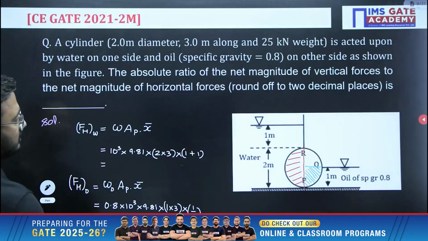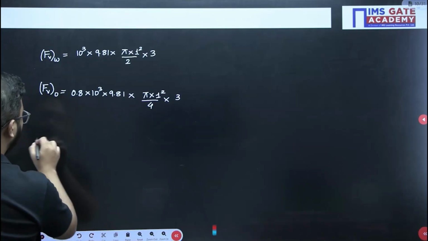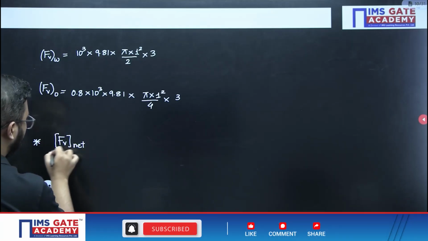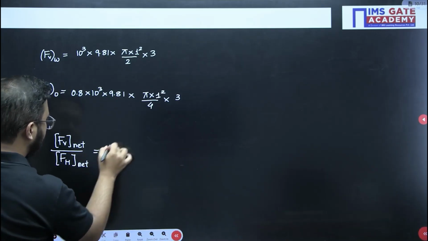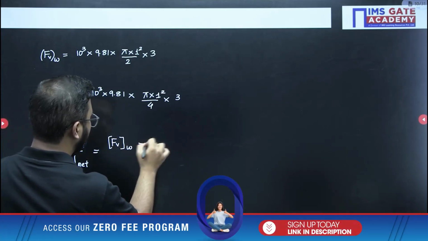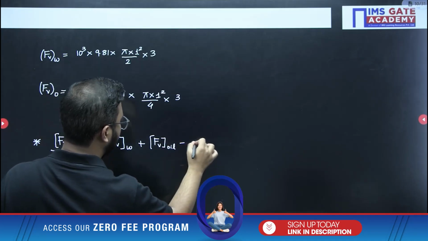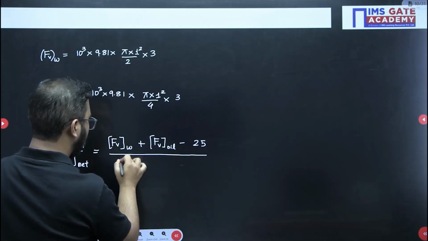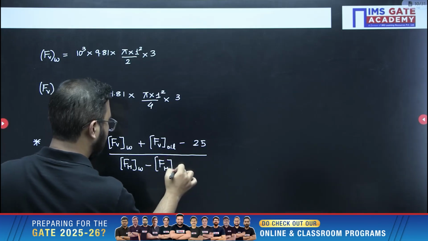So the ratio they have asked is the net force in the vertical divided by the net force in the horizontal. So the ratio they have asked is like this: vertical net force divided by horizontal net force. That will be vertical force because of the water, vertical force because of oil, minus 25 kilonewton, and here horizontal force because of water minus horizontal force because of oil, like this.